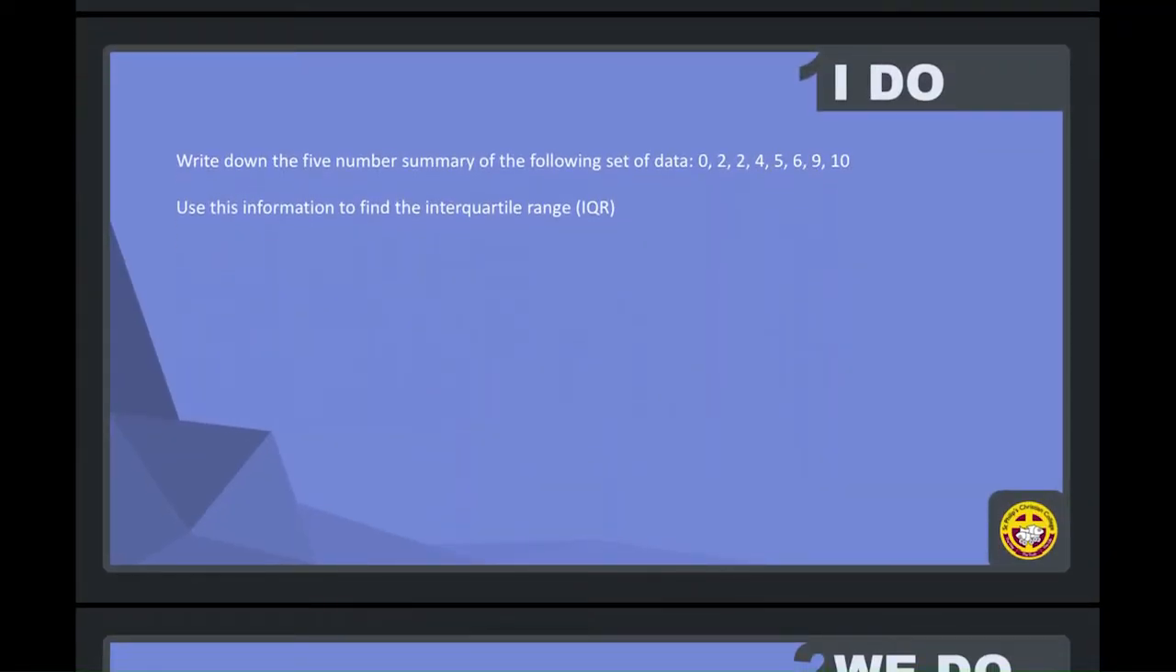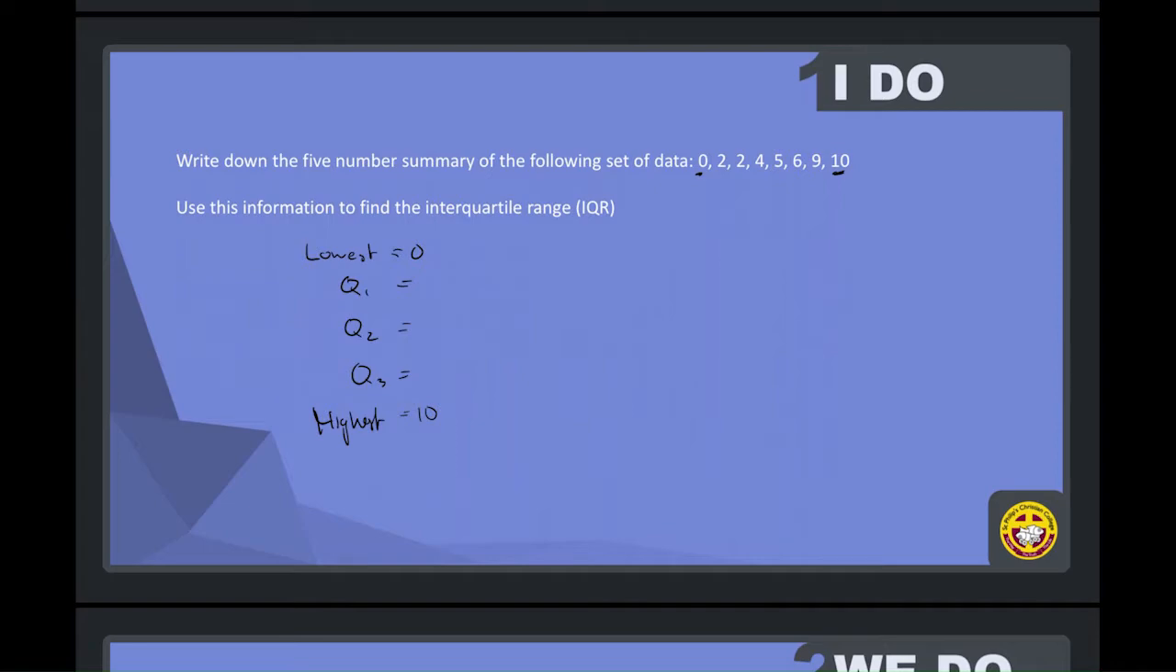Alright, I'm going to do a quick example for you. We're finding the 5-number summary, sorry, I didn't say that. The lowest value is 0. We don't know Q1 yet. We don't know Q2 yet. We don't know Q3 yet. Let's grab the highest value first. That's 10.